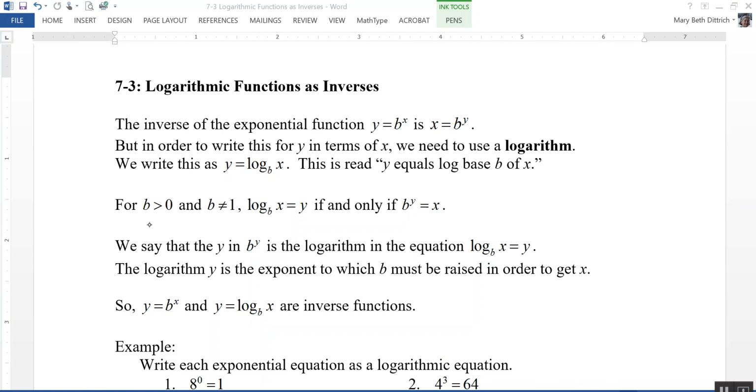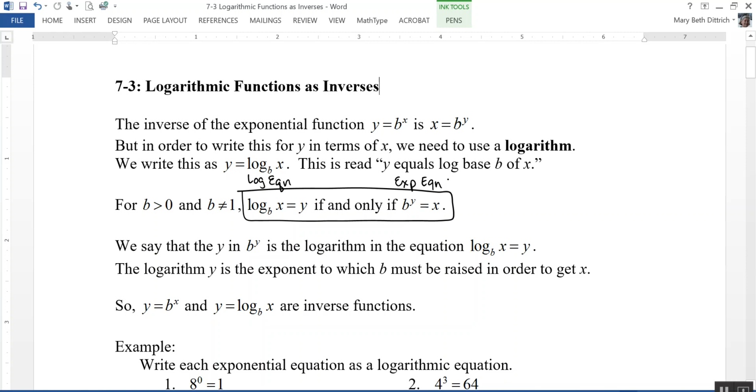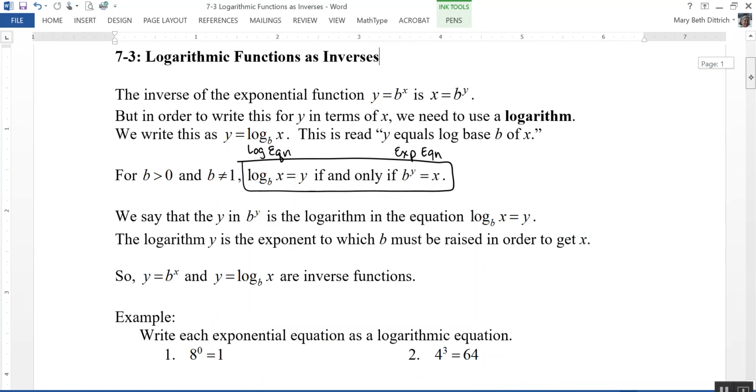So here's a key point. For b greater than 0 and b not equal to 1, log base b of x equals y if and only if b to the y equals x. In other words, I'm going to go ahead and outline this here. This is how you're going to turn something from a logarithmic equation, which is what we have here, into an exponential equation, and vice versa. We say that the y in the expression b to the y is the logarithm in the equation log base b of x equals y. The logarithm y is the exponent to which b must be raised in order to get x. So that means that y equals b to the x and y equals log base b of x are inverse functions.